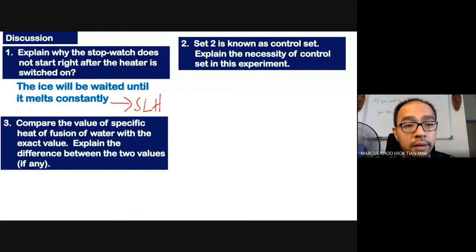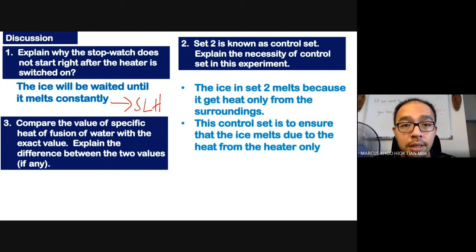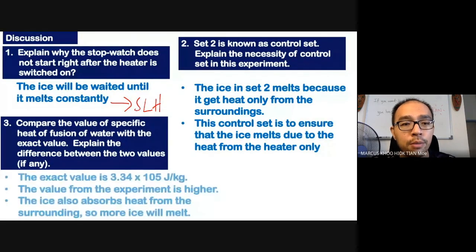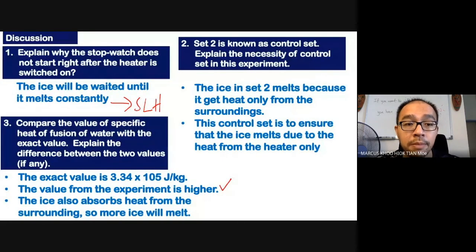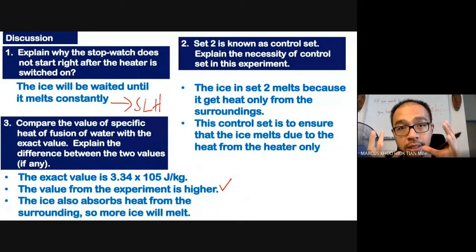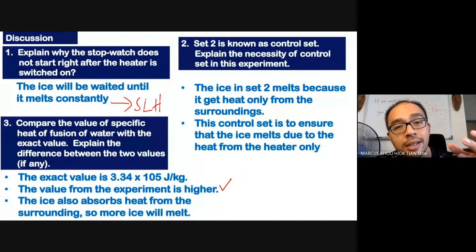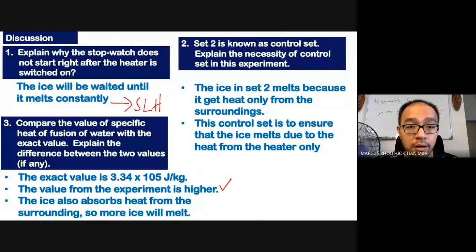Second, compare the value of the specific heat of fusion of water with the exact value. Exact value is 3.36 times 10 to the power of 5. But usually we will get a higher value from the experiment, because the ice is also absorbing heat from the surrounding. It is not just absorbing heat from the heater, it is also absorbing heat from the surrounding. So we are going to get a much bigger value. So that's why we have a set 2.